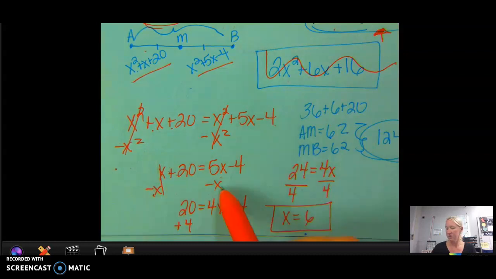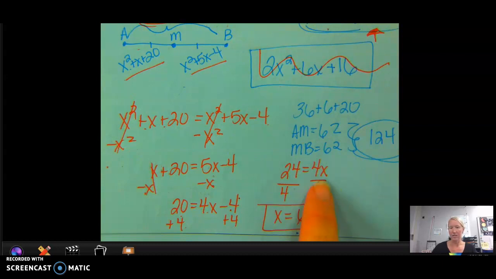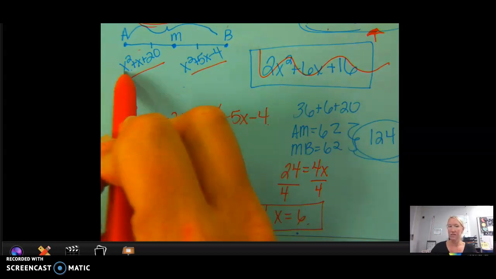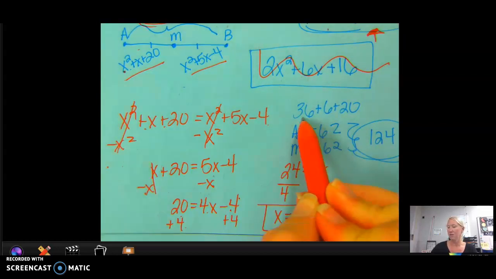I subtract x from both sides, and I get 20 equals 4x minus 4. I add 4 to both sides to start getting that x by itself, and then I get 24 equals 4x. I divide by 4 on both sides, so I get x equals 6. But they wanted us to solve for the length of AB, so we're not done. Now I plug 6 in for AM. So I do 6 squared, which is 36, plus 6 plus 20.